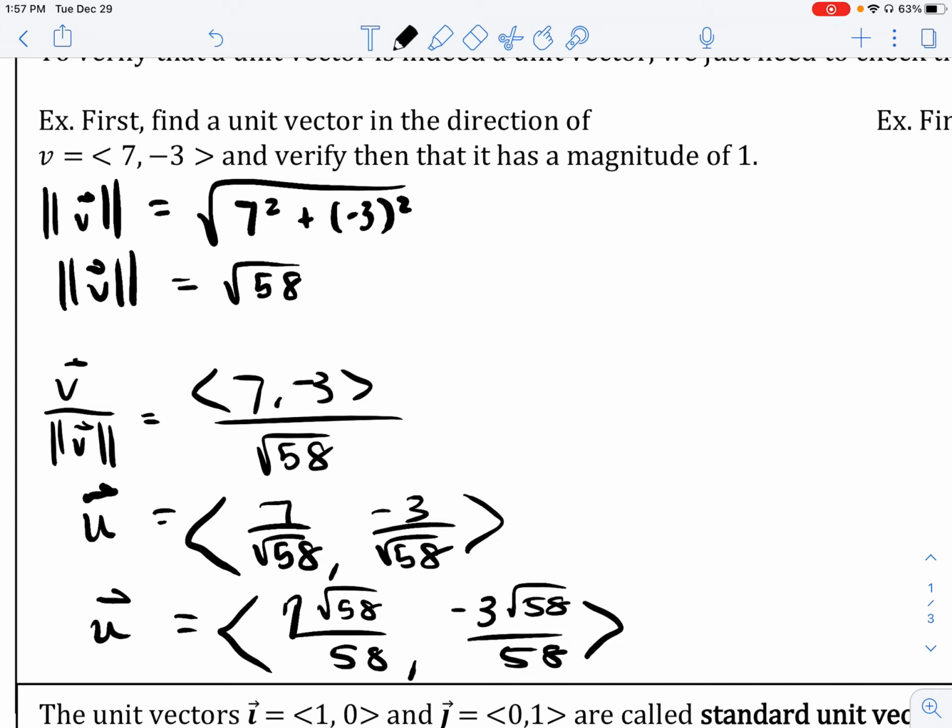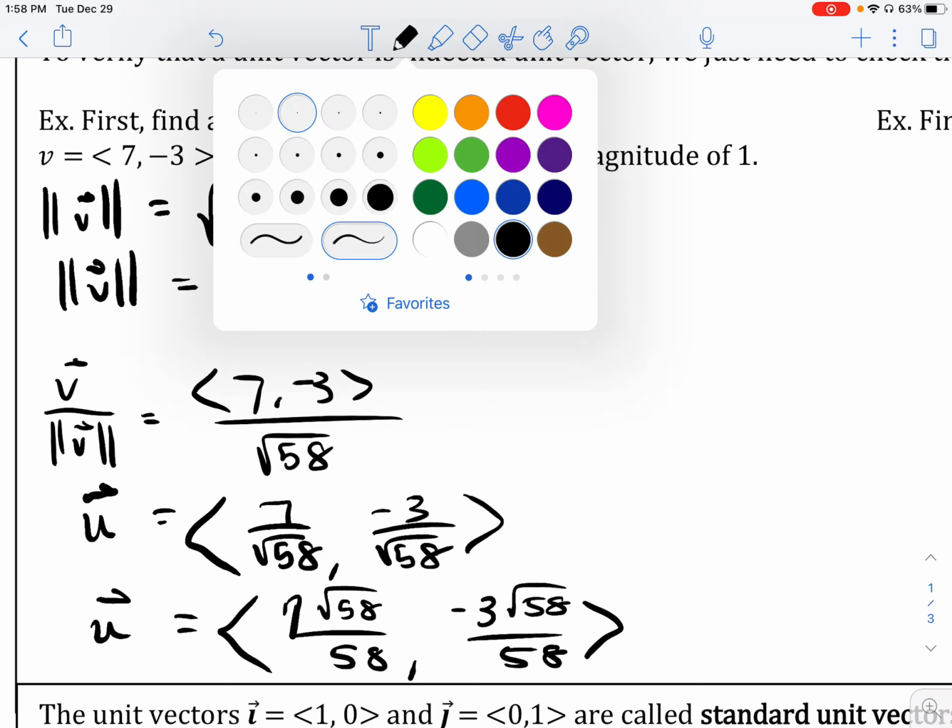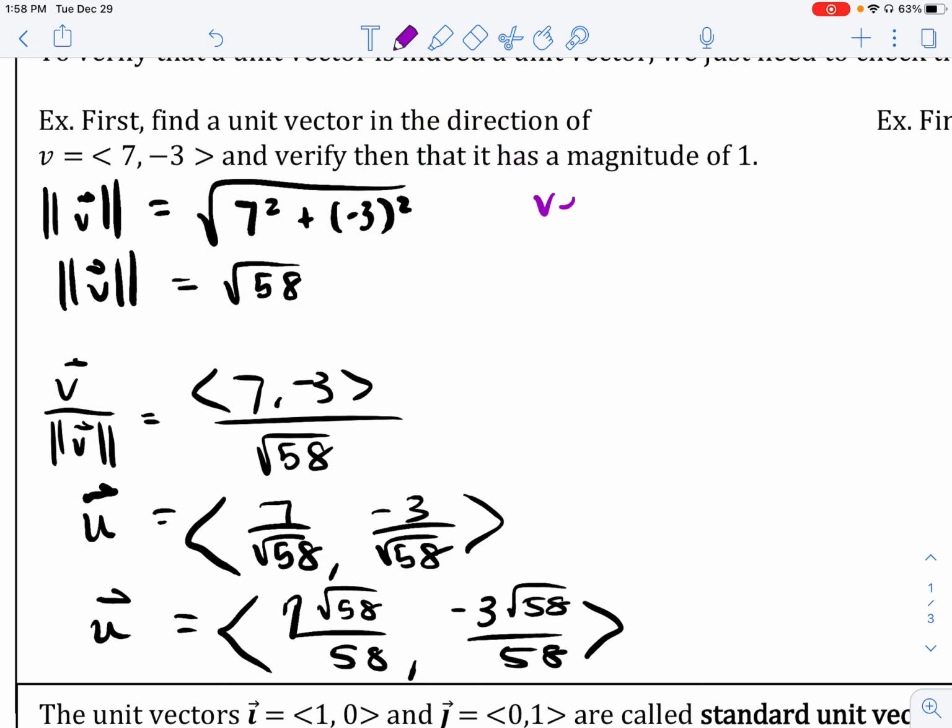Now, to be clear, I'm not going to erase this because I'm actually going to use it. It's easier to work with our non-rationalized form when we do our verification. So let me verify this here. We found our unit vector as it's written down below, and I just want to check to make sure that this vector does indeed have a magnitude of 1. How do I do that? I'm just going to find the magnitude of my unit vector.